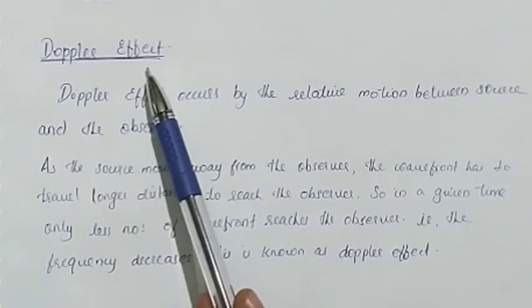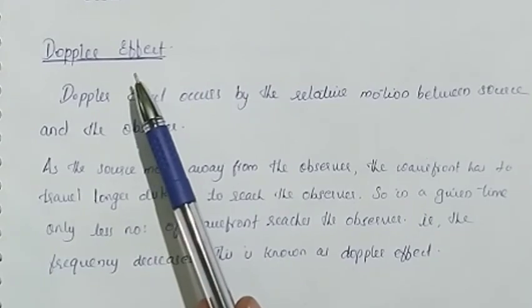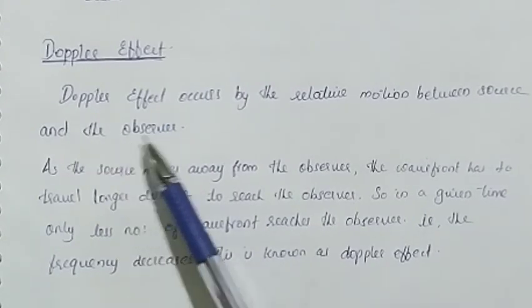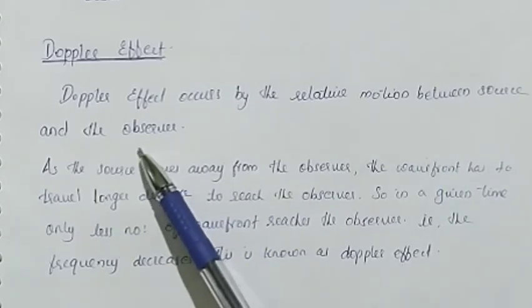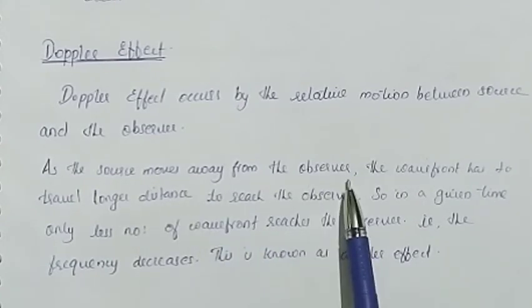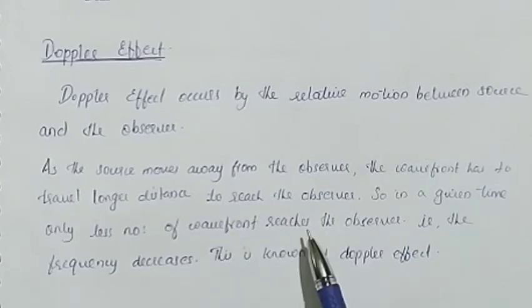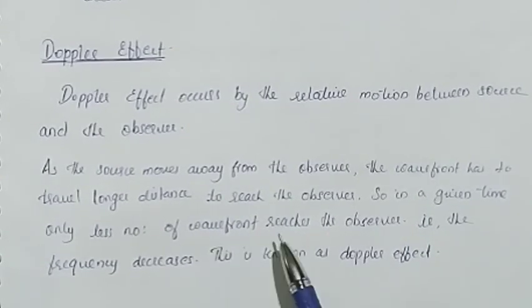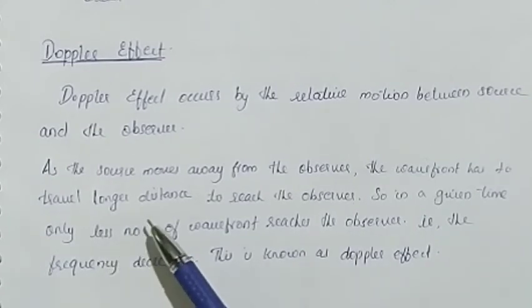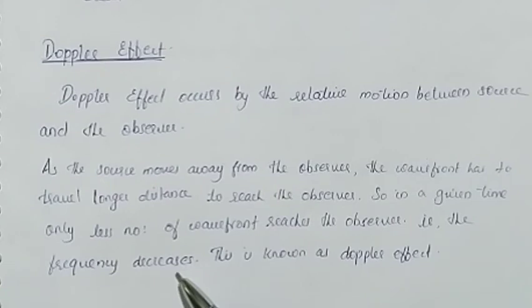Now we will discuss the Doppler effect, which occurs due to the relative motion of the source and the observer. So if there is a relative motion between the source and the observer, we can experience the Doppler effect. As the source moves away from the observer, the wavefront has to travel a longer distance, and thus in the given time the number of wavefronts reaching the observer will be less. So as the source moves away from the observer, only a smaller number of wavefronts reaches, that is, the frequency here is decreased. Frequency is the number of wavefronts passing in a given time.